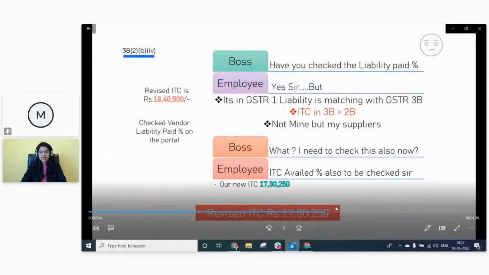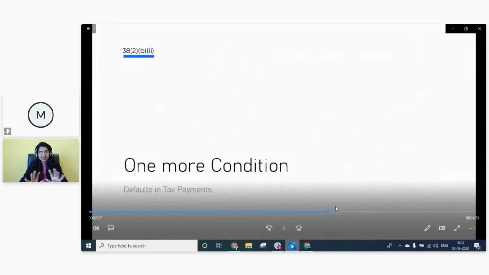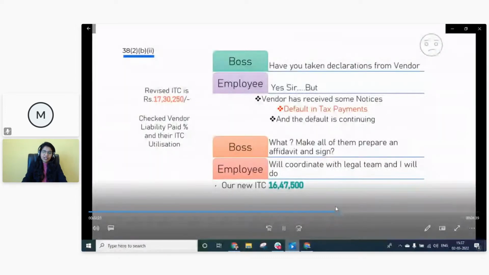So this was another condition, but wait, this is not the end of the conditions. Another important condition over here is default in tax payments. What does that exactly mean? Default in tax payment.